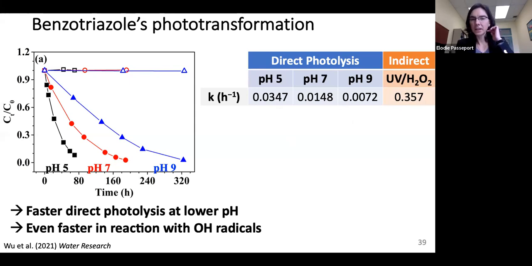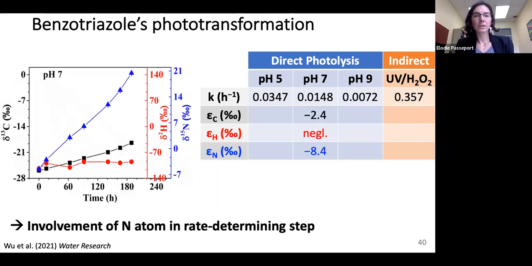So this is for the kinetics part. And so you can see that the form of the molecule, whether it's ionic or not, matters in terms of its reactivity. And so let me show you some of this isotope data.